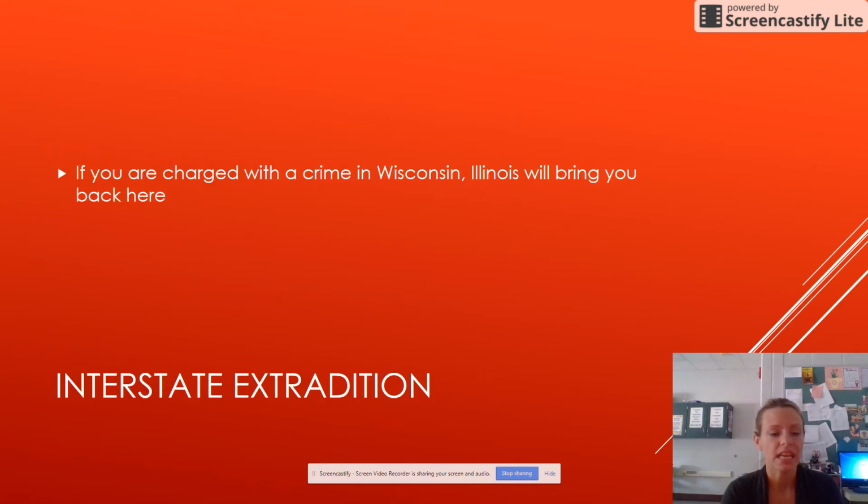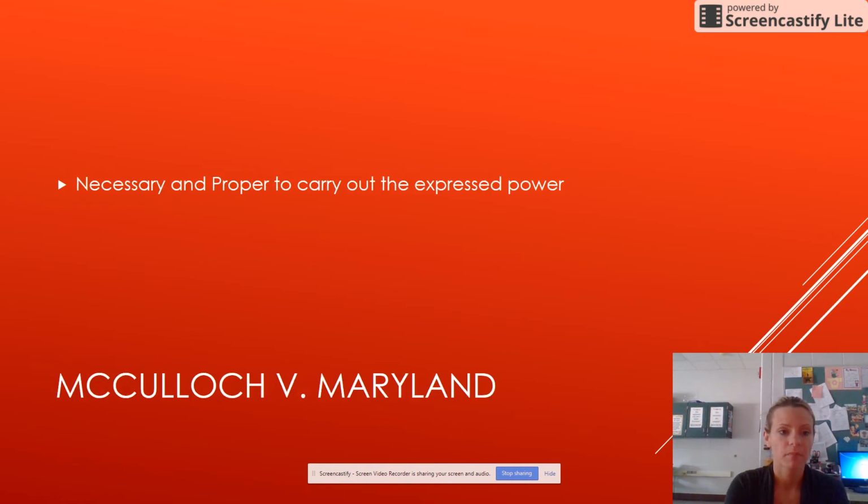And then last, interstate extradition. So if you're charged with a crime in Wisconsin, but you flew to Illinois, you didn't go far enough. Illinois is going to bring you back to Wisconsin. So we will extradite you from state to state. So don't commit a crime in Wisconsin and think just because you're in Illinois that you're going to be okay.